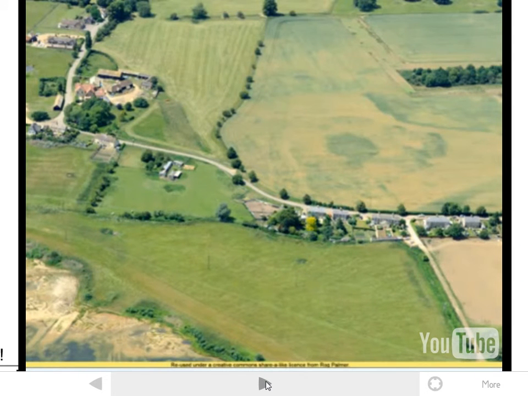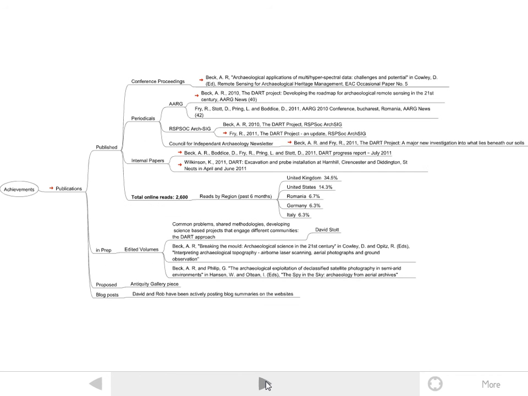You can now see our publications. So we've had a number of things published in conference proceedings, some periodicals, and some internal papers. We're looking at a number of in-prep pieces for conferences, and we will probably be ending up with a journal article later on this year once we've got some of this initial data in. We can also get a breakdown as to who's been looking at our information. So we've had over 2,600 unique reads from the information we've published onto Scribd.